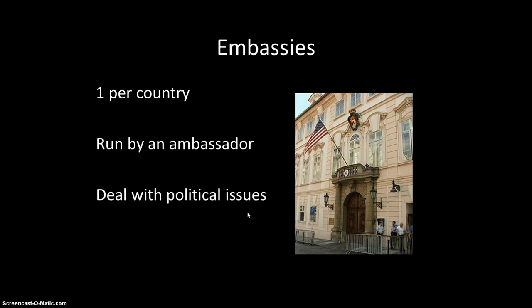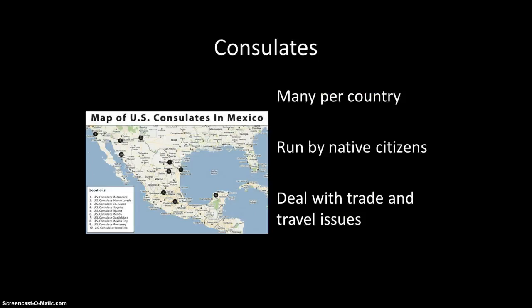If you were traveling around the world and you lost your passport, for instance, you would not want to go to an embassy. They wouldn't help you there. You would instead go to a consulate, which is also part of the State Department. We have many consulates in a country, especially a country like Mexico, where a lot of Americans travel or do trade. They typically are run by native citizens of that country, and like I said, they deal with travel and trade issues. So here's one in Cancun. If you were traveling in Cancun and lost your passport, you would go to the U.S. consulate there, and they would help you.